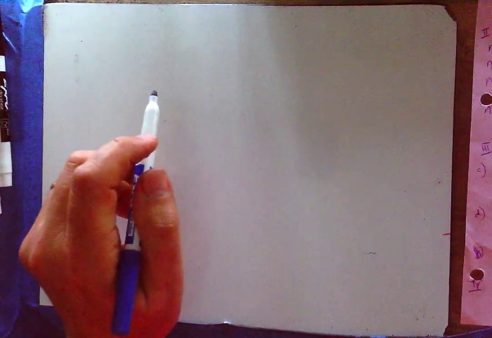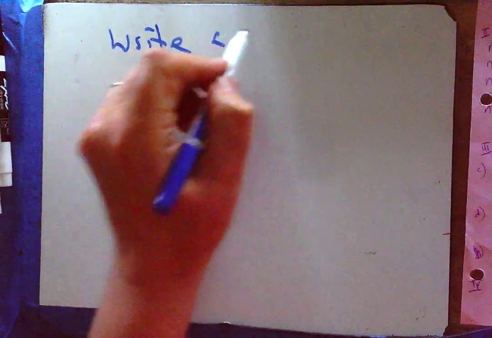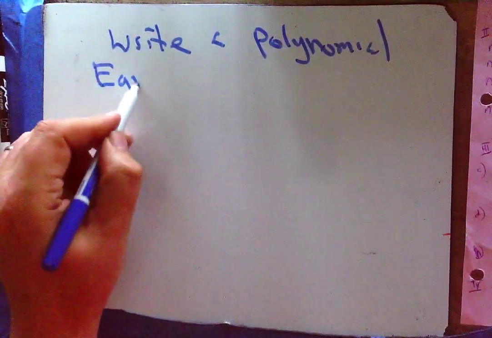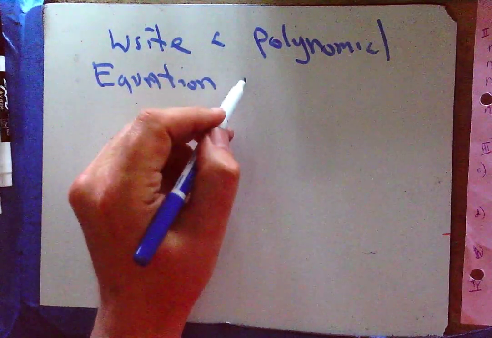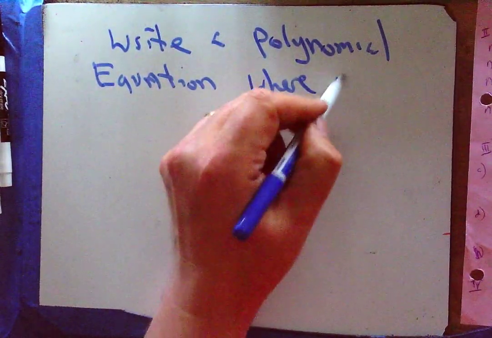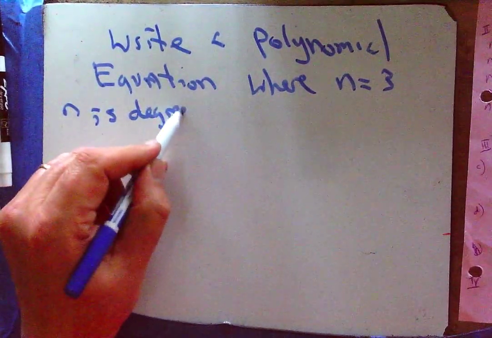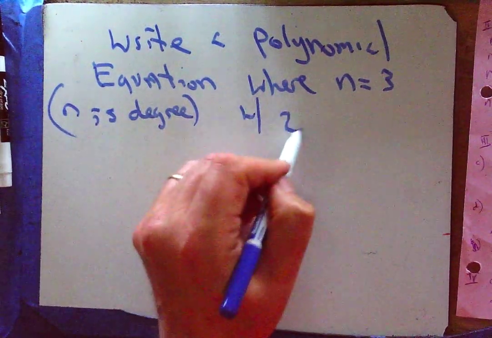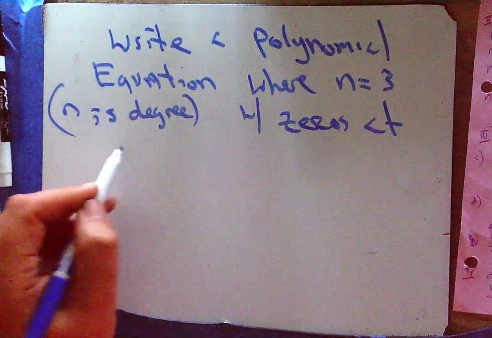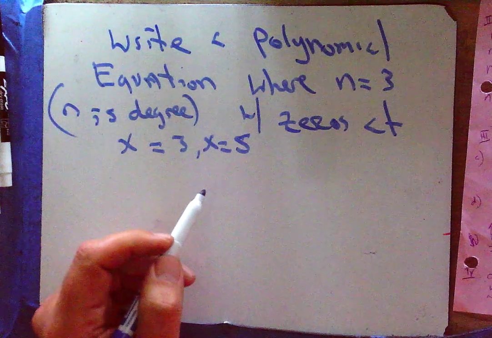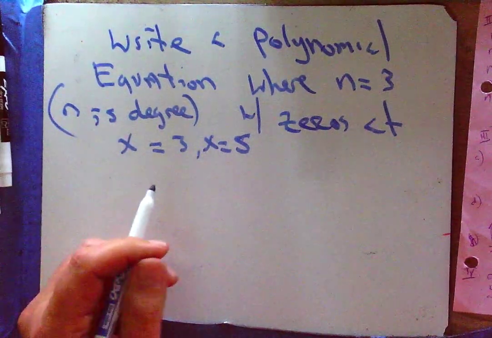All right, so the textbook at this point would ask this question. It's kind of a free and open-ended thing. They say, write a polynomial equation where n equals 3, and remember n is the degree, with zeros at x equals 3 and x equals 5. Okay, so they're not saying graph, they're just saying polynomial equation.